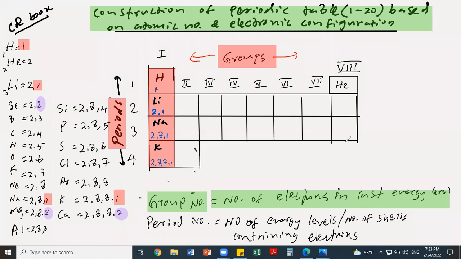Please highlight and write these two conditions. The period number, to which row they belong, how to decide? By looking at the number of shells. To which group they belong, how to decide? By looking at the outermost shell. What are the two things you have to look at now?